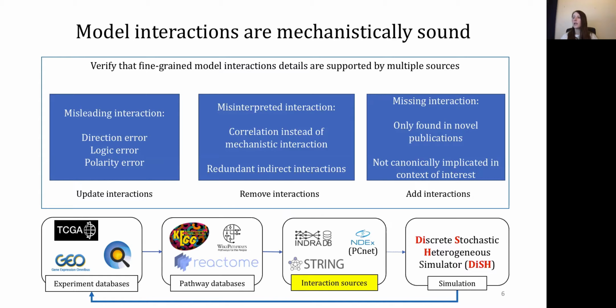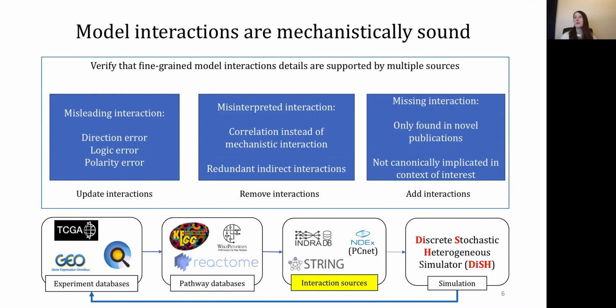This could be a case where we have an interaction represented as a direct mechanistic effect, where in reality it's a correlation that was inferred from data. Or it could be an indirect interaction that is already encoded for in the model by several direct interactions, and so it's redundant.